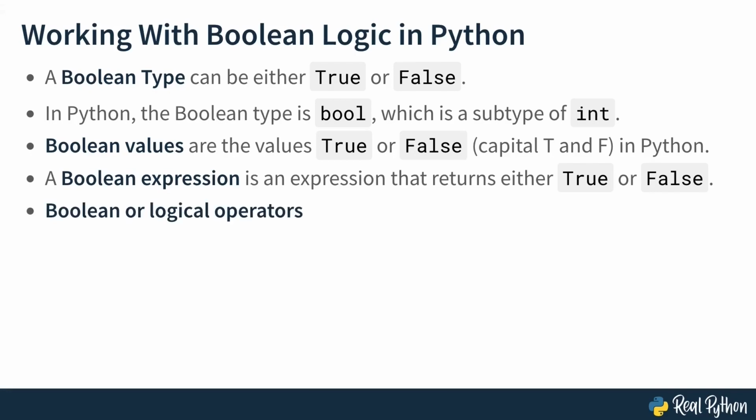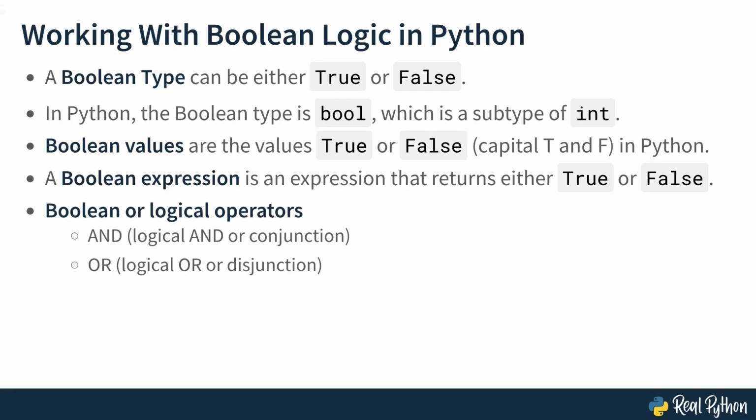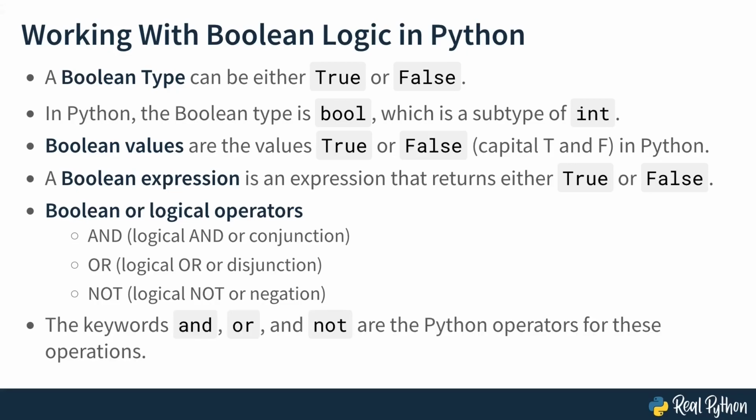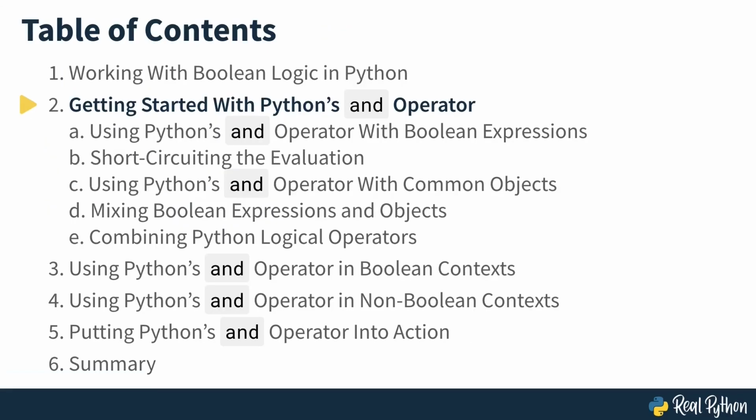The three Boolean operators are AND, which connects two expressions, OR, which also connects two expressions, and NOT, which only acts on a single expression. In Python, the keywords that we use for these Boolean operations are, in fact, and, or, and not. In the next lesson, you'll start seeing the AND operator in use.